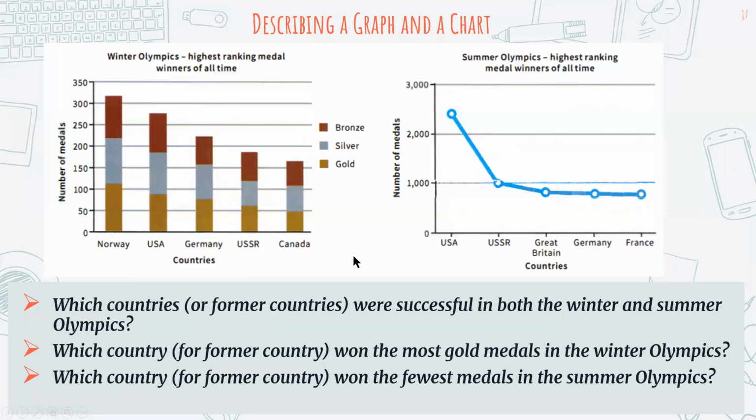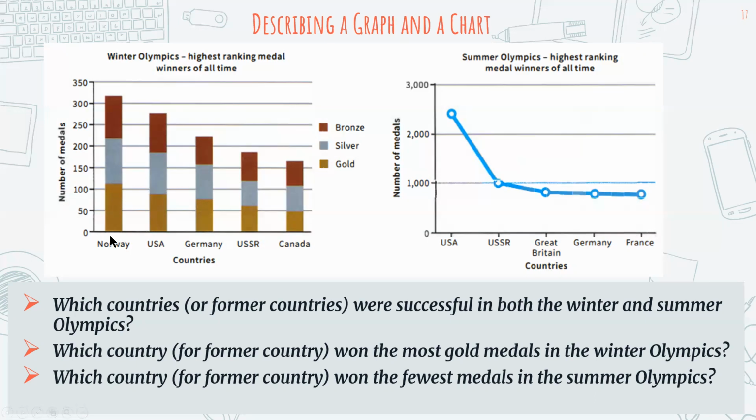This is maybe your question. Winter Olympics, highest ranking medal winners of all time. This is a bar chart, and here we have a graph, Summer Olympics. So the bar chart is about the Winter Olympics, and the graph is about the Summer Olympics. You have to ask yourself some very important questions before you start writing or typing anything. Which countries or former countries were successful in both the Winter and Summer Olympics? Can you answer these questions? Can you see?